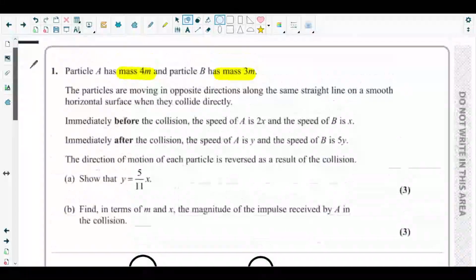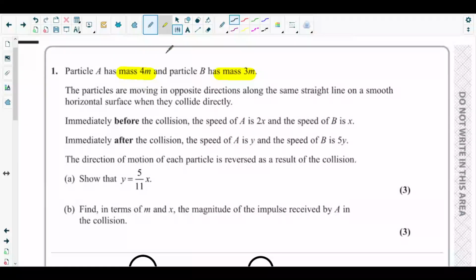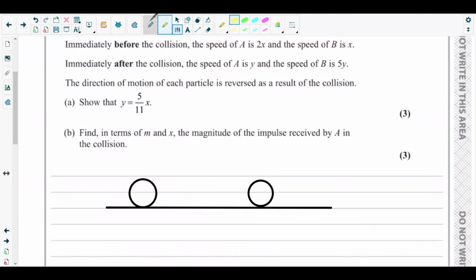So how are they moving? The particles are moving in opposite directions. They are moving opposite to each other along the same straight line on a smooth horizontal surface when they collide directly. So they are moving opposite to each other. This is particle A, this is particle B. So they are moving what? Opposite to each other. One moves in this direction, the other one in that direction.